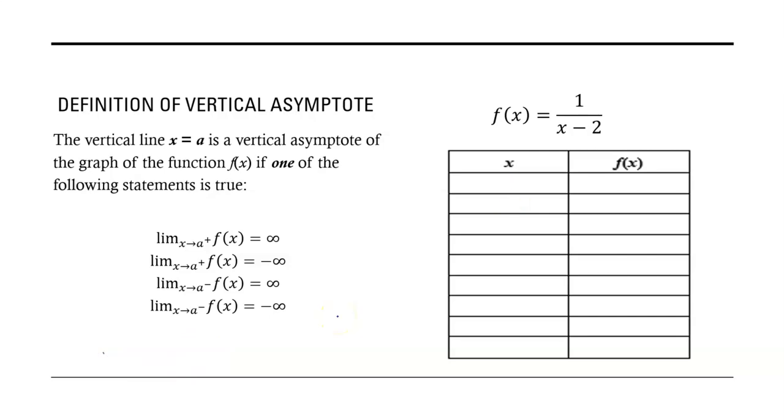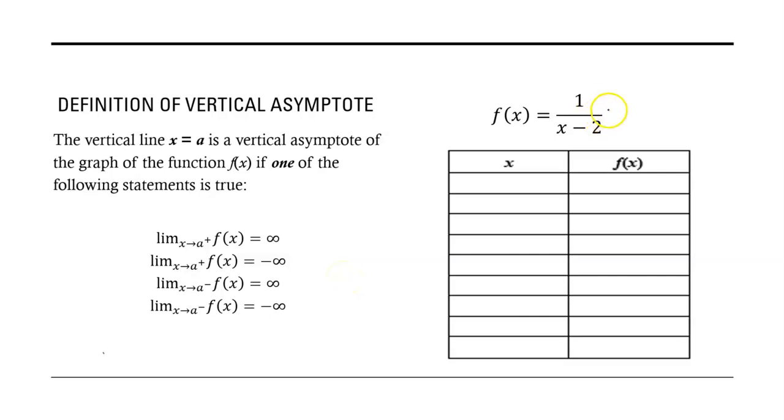So we're going to take a look at the definition of a vertical asymptote. The vertical line x equals a is a vertical asymptote of the graph of the function f of x if one of the following statements is true. The limit as x approaches a from the right of f of x equals infinity, or the limit as x approaches a from the right of f of x equals negative infinity, or the limit as x approaches a from the left of f of x is infinity, or the limit as x approaches a from the left of f of x equals negative infinity.